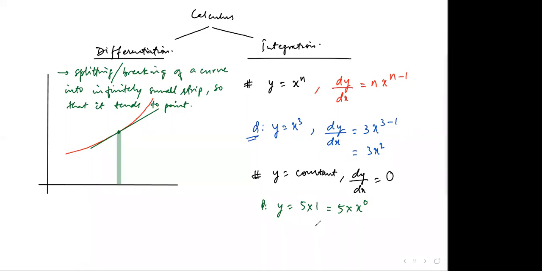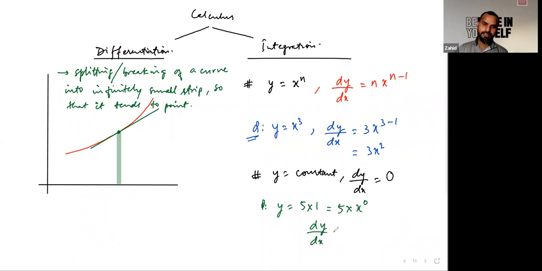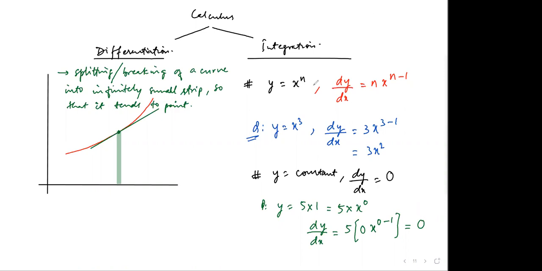Yes, sir. Now, if you apply the formula for dy/dx, 5 being a constant term, take it outside as a coefficient. Here we have x raised to 0. According to the formula, move the exponent to the coefficient and decrease the exponent by 1. Now we have 0 multiplied with this whole part, and if 0 is multiplied with a number, the whole result is 0. That's why the differentiation of any constant term equals 0. Is it clear? Yes, sir. So, okay, just write it down.